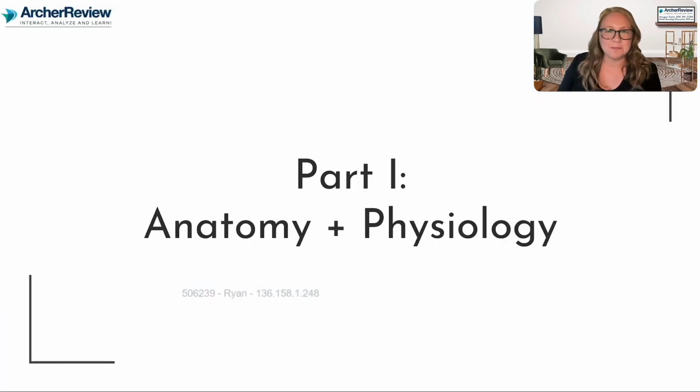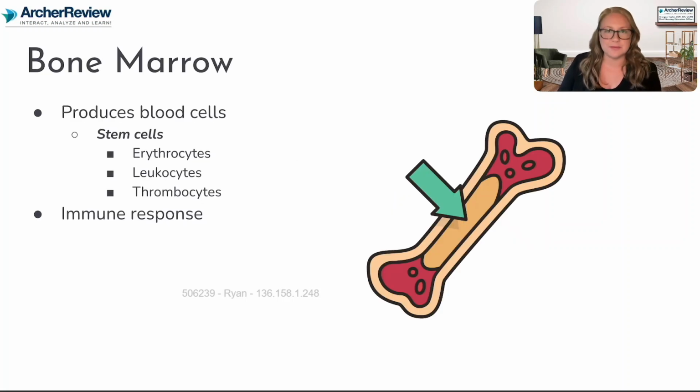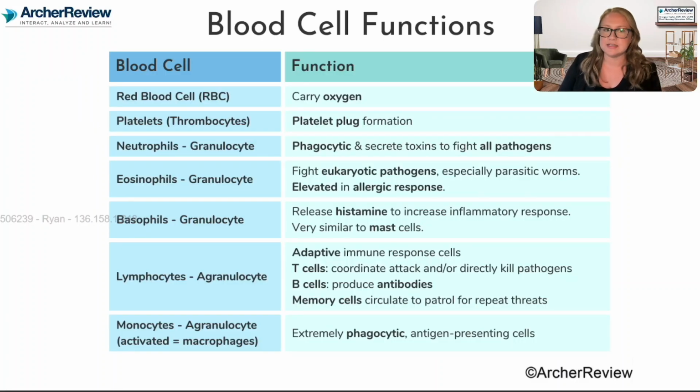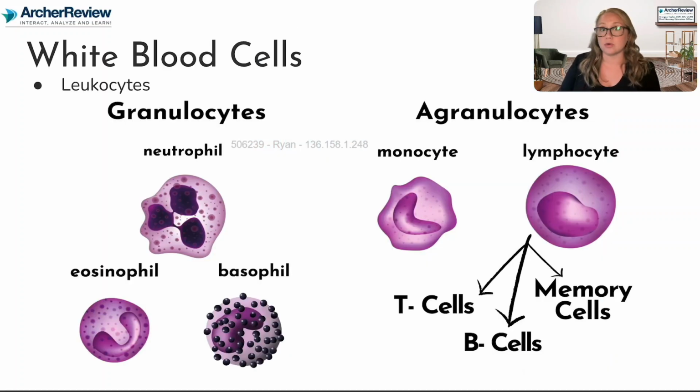So let's first jump into the anatomy and physiology and see just how they do it. As you learned in your hematology lecture, all of those blood cells are produced in the bone marrow. So those red blood cells or erythrocytes, those are carrying oxygen. You see next your platelets or your thrombocytes helping our blood clot, forming those platelet plugs. And then you see all of your white blood cells. So we can really categorize those leukocytes or white blood cells into two broad groups. We have your granulocytes and your agranulocytes.